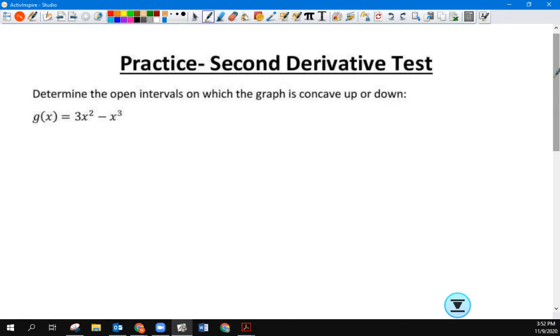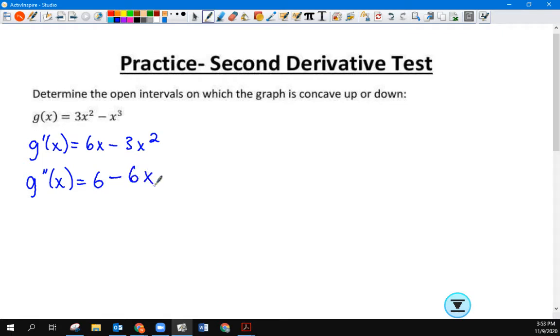So what we're going to do first here, it says determine the open intervals in which the graph is concave up or concave down. Okay, so concavity comes from the second derivative. So first you need to find the first derivative. The first derivative is going to be 6x minus 3x squared. Now we take the second derivative, which is 6 minus 6x. Okay, so that's the second derivative.